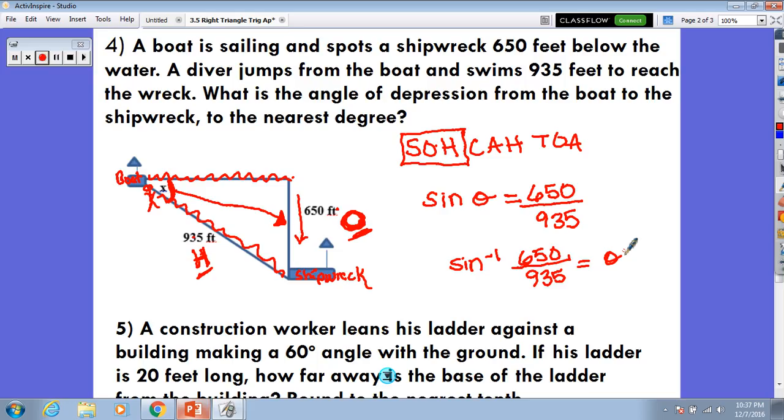650 divided by 935 in my calculator, and once again they want me to round to the nearest degree, which means I need to have all whole numbers. So the angle of depression in this example would be 44 degrees.